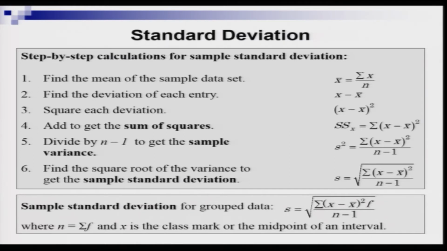So, weights are the frequencies here, and once the deviation for each entry is computed, you square it, multiply that squared deviation by the frequency, and sum them. Then you divide by n minus 1 and take the square root, and you are done. So, that is the way you get the sample standard deviation for grouped data.